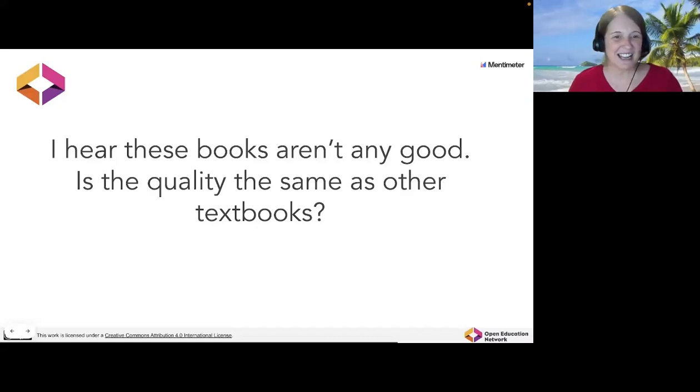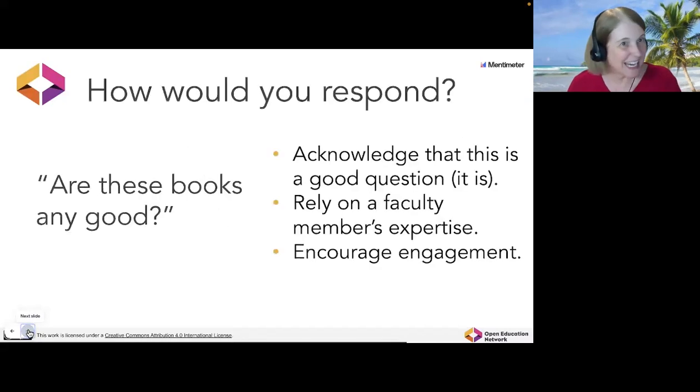Okay, on the next slide let's kind of break down some of the pieces of Meggie's second answer, her real answer, and what makes a good response. Acknowledging that this is a good question, relying on the faculty members' expertise, and I think encouraging engagement is really that key part, inviting them to take a look for themselves, inviting them to write a review. All of these elements can help you deal with a kind of dicey situation.